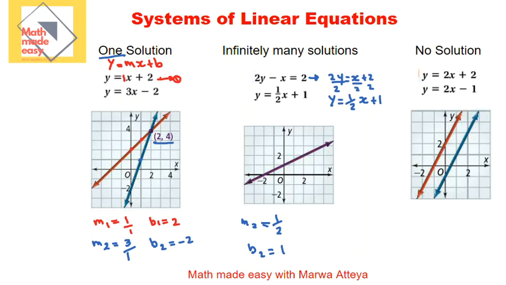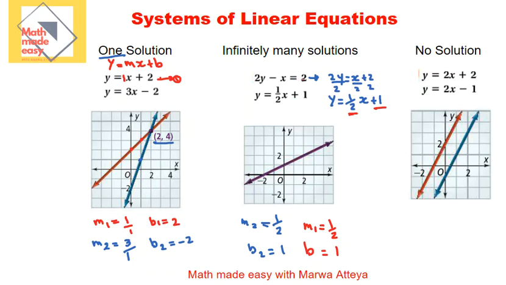If the first line, well, I should represent it with another color, but if the first line was represented in red, its slope that we have just found was half, and its y-intercept was 1. So if you check here, you will find that both lines had the same slope and the same y-intercept. So they are exactly on top of each other, which means that they act like the same line. So any point on that line is a solution of the system. This is why, because any point is on both lines, we say that this system has infinitely many solutions. Any point on those lines is a solution for the system.